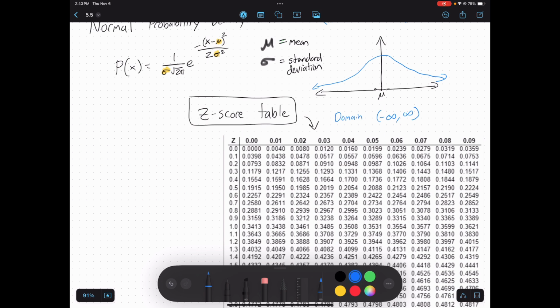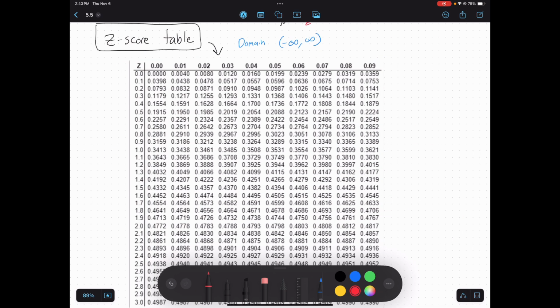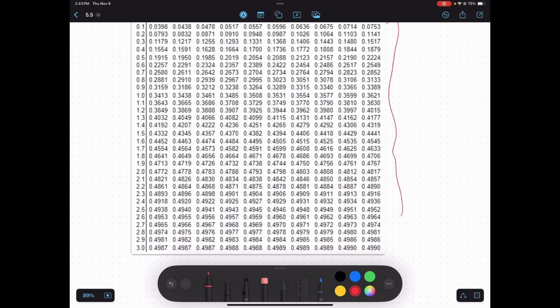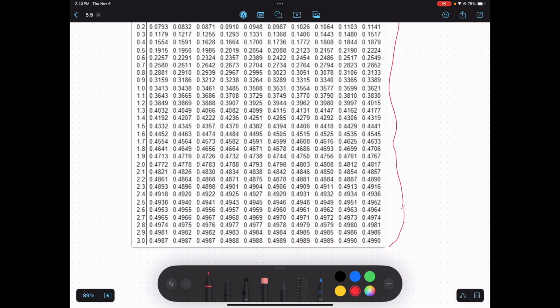And what it does is it finds a corresponding area for a given z-score along your x-axis. So if you find a certain z-score, it will give you the area between your mean, that center point of your data, and whatever z-score you actually have. That's what all of these numbers in the middle are. All of those numbers are areas.